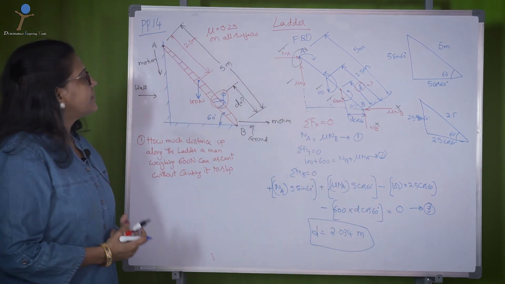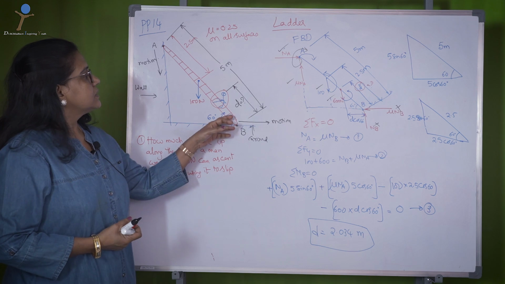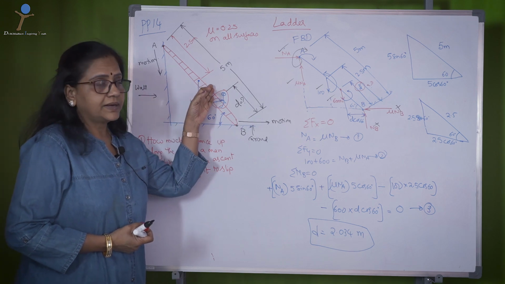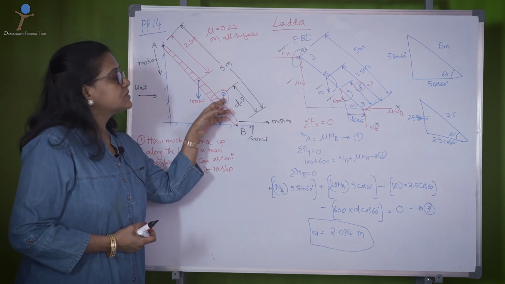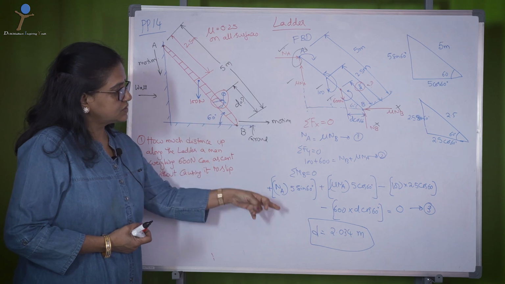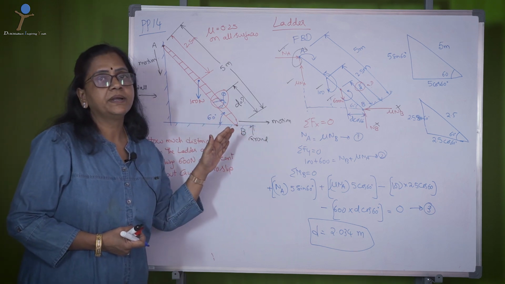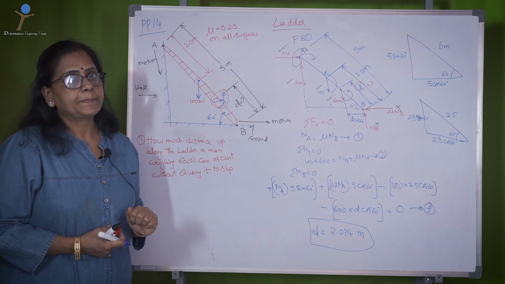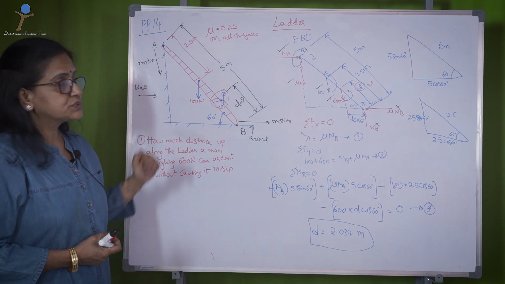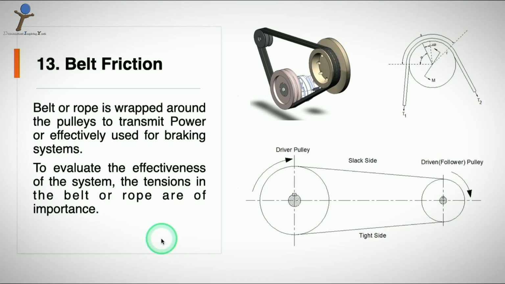So after he climbs not even more than half of the ladder, that means at a distance of 2.034 meters, the ladder starts slipping, impending motion. Okay. So this is how you need to solve the ladder problems. Let's move to the next application, belt friction.